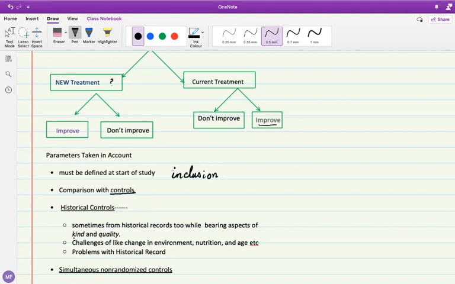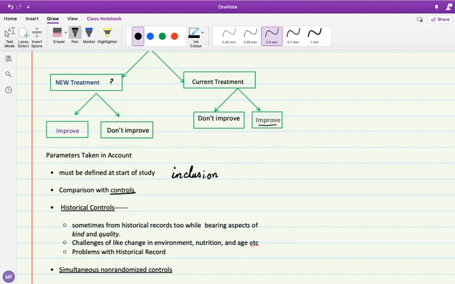Now, there are two things we should take into account. Number one, the kind of study we are conducting and the quality of the study we are making from that. And then the challenges of change in environment, nutrition, and the age status. Let me explain this with one simple example.